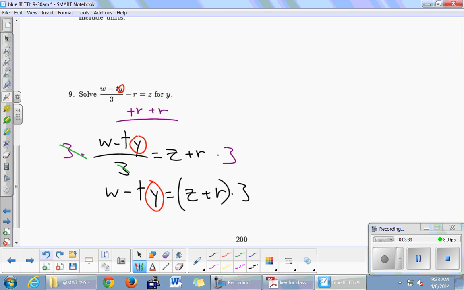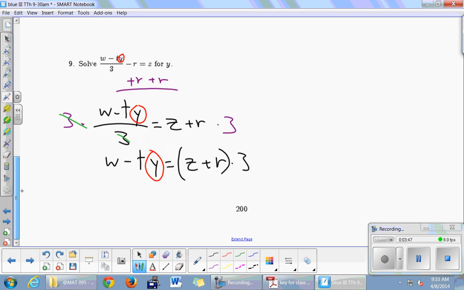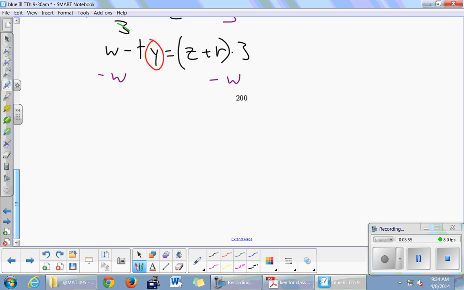There's still 2 things near the y that need to move. The w and the t. Which one is free, accessible? It's the w. It's far away, so let's move that to the other side by doing what? Subtract. So we'll subtract w both sides. And let's see, what do we get here? So we get minus ty equals z plus r times 3 minus w.